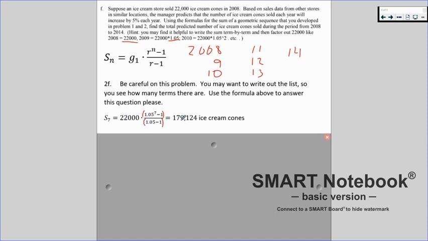And when we enter it in, we end up with approximately 179,124 ice cream cones. So a little bit of a trick here. Make sure that you know how many terms there are. Make sure you can find the r value, and make sure that we can quickly find that first term as we go through.